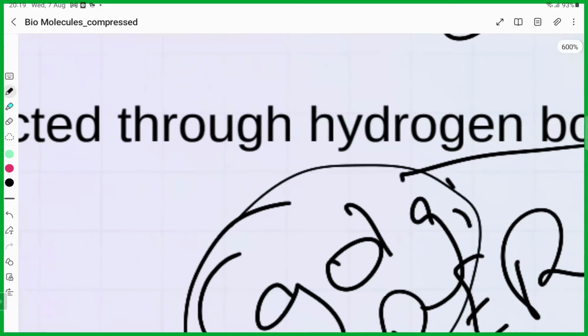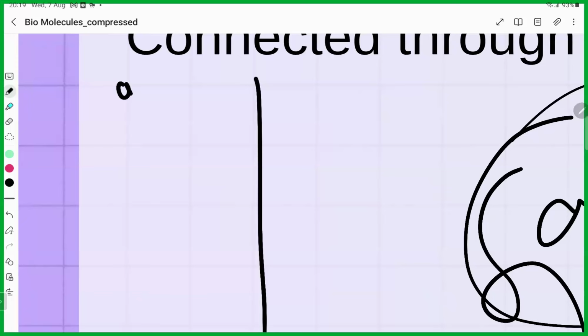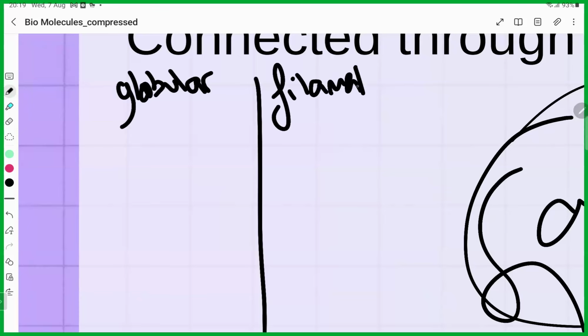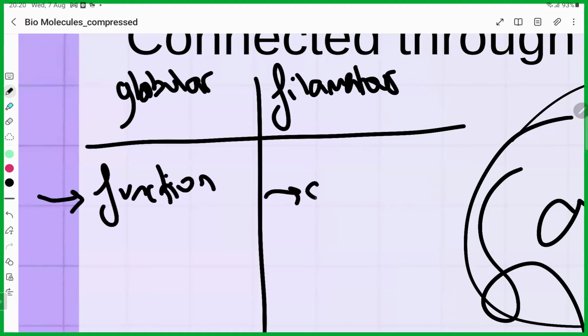You know, we have two kinds of proteins. I mean kinds, I mean types. So we have globular proteins and we have filamentous. Globular proteins help only in function. Filamentous proteins help only in structure.